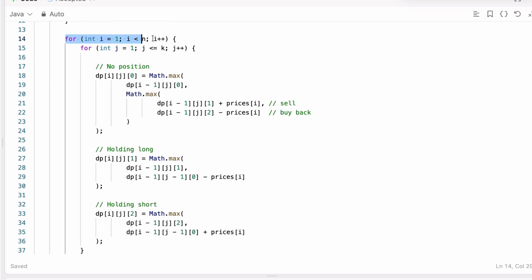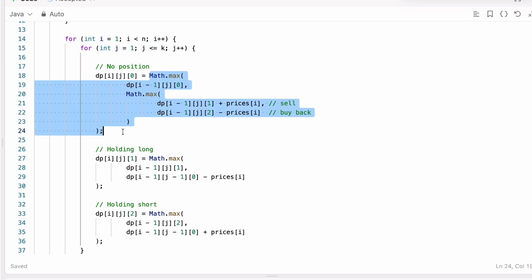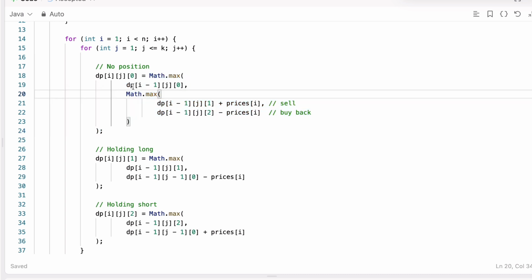For i equal to 1, we will go till n, and for j 1 will go up to k, the number of transactions. We know that we need to make only k. So when no positions are there, we will take two things here. We know dp at i minus 1, 0, and we have to take the maximum between when we are selling the value and when we are not selling the value.